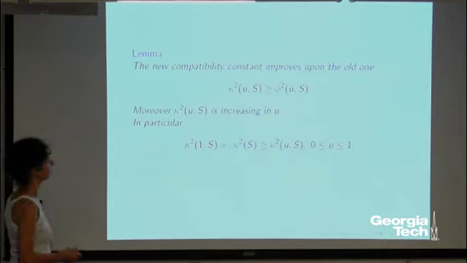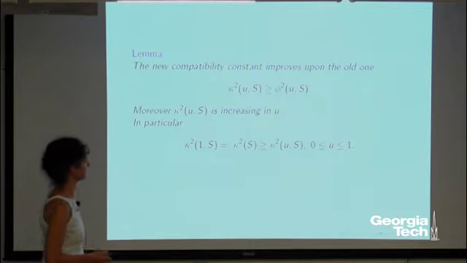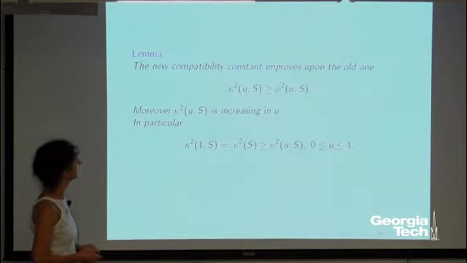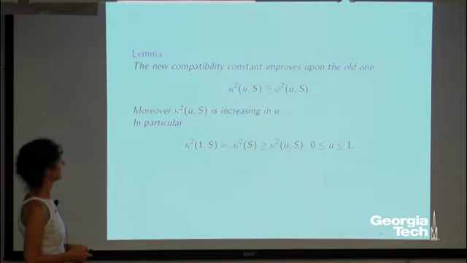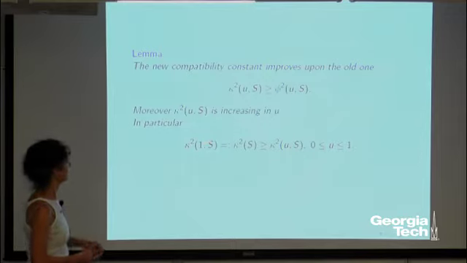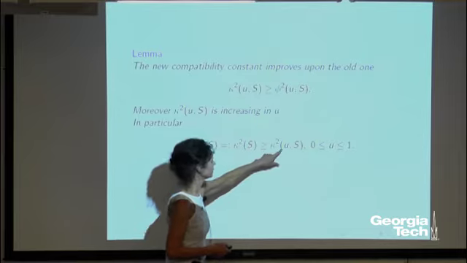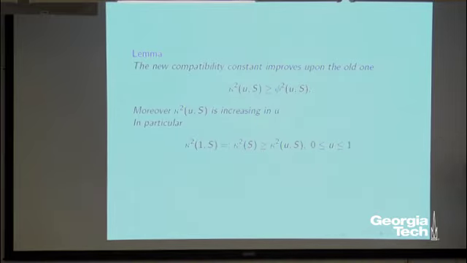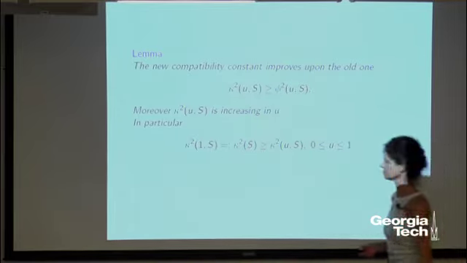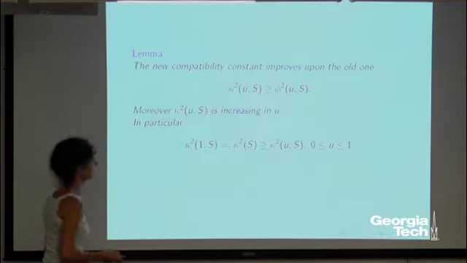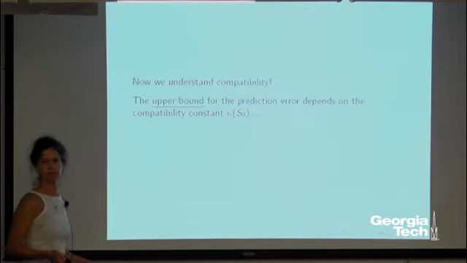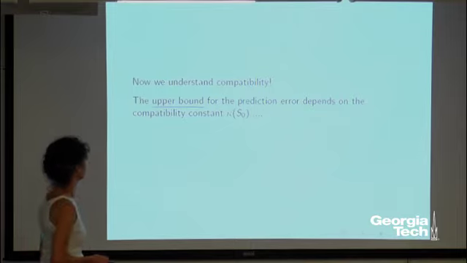Increasing in U, that's true. You want it to be increasing in U. Yeah, you want U to be large. And if you can take it equal to 1, you're happier. So here there's no U, we take it equal to 1. So now we understand compatibility.